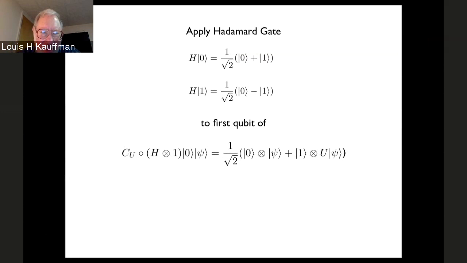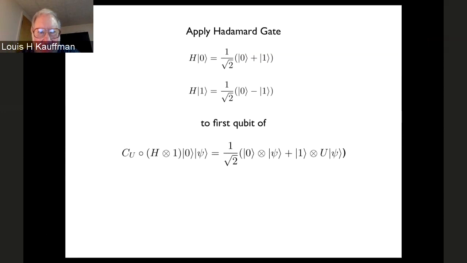Hadamard on 0 is a combination of 0 and 1. Hadamard on 1 is a combination of 0 and minus 1. We were supposed to take 0 tensor phi, and what you're seeing in the bottom line is Dirac notation for a tensor product. You just multiply those kets together and apply H to the first one. So you've got a linear combination of just good old psi and U psi, depending on whether it was 0 or 1.